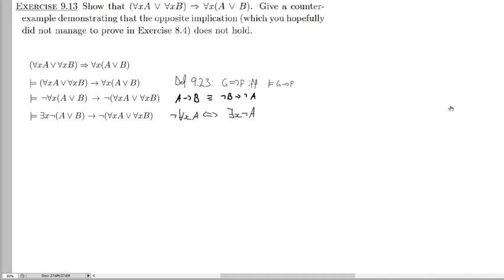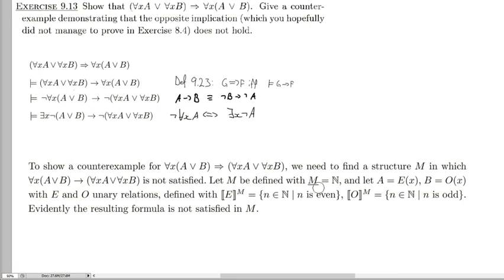So the example that they've got in the solutions here is we're going to let the structure M be defined as the natural numbers, and then we're going to let the formula A be the unary predicate E, and B be the unary predicate O. Think of it as E for even and O for odd. E and O are unary relations, defined such that n from the natural numbers is in E if n is even, and n from the natural numbers is in O if n is odd.